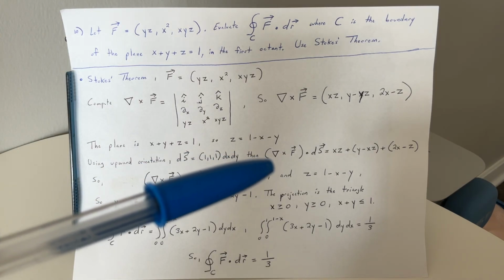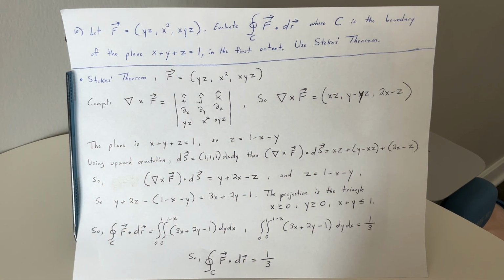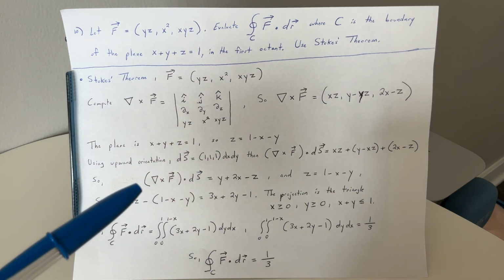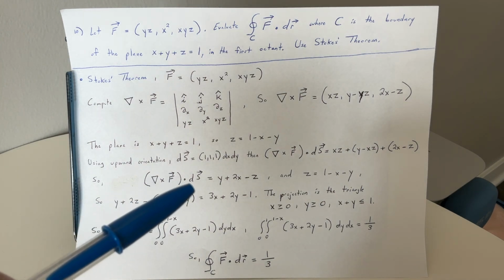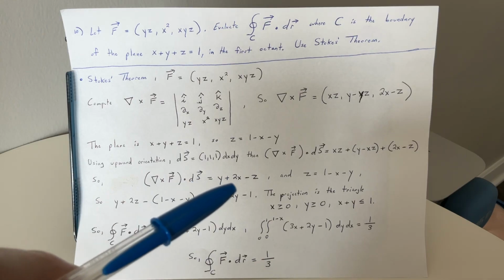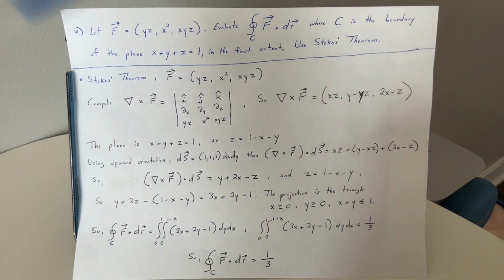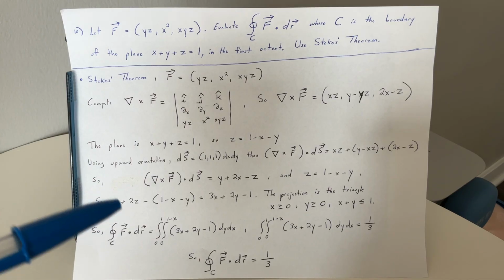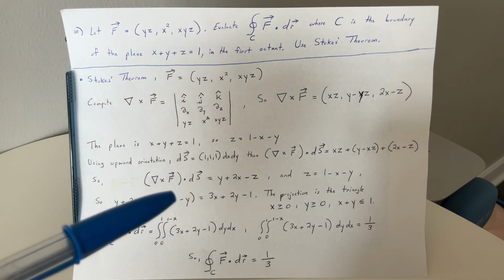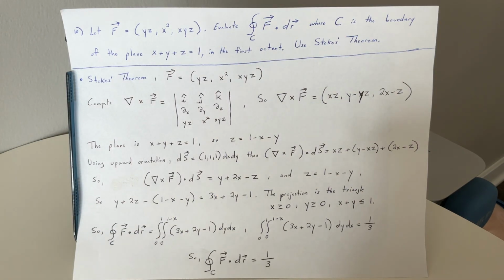Then the curl, del cross f dotted with that dS, equals xz plus the quantity y minus xz plus the quantity 2x minus z. So del cross f dotted with dS equals y plus 2x minus z. And from before, z equals 1 minus x minus y. So y plus 2x minus the quantity 1 minus x minus y equals 3x plus 2y minus 1.